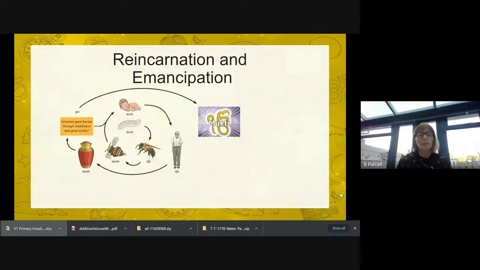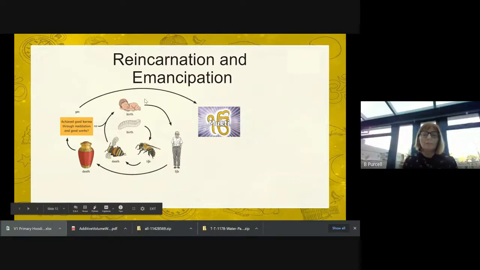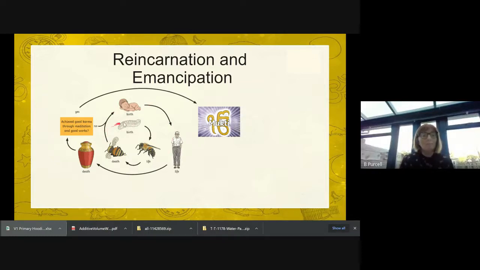So reincarnation and emancipation. This is a close-up cycle that you can see. We start off with life, and we die. Did you achieve good karma through meditation and good works? No. So then you are reborn again. You might make it to be a human again, but you might not. You might make it into a wasp or a bee or a worm.